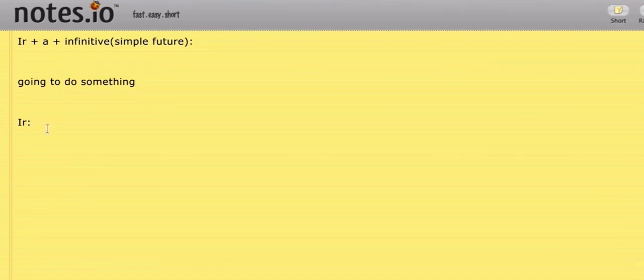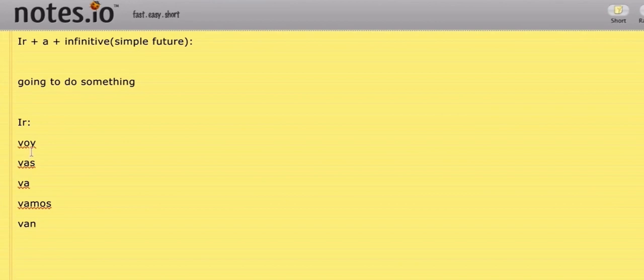So we'll always use it in the present tense with ir plus a plus infinitive if we were talking about things that we're going to do in the future. You can use it in the past, but it'd be like, I was going to do something, stuff like that. First, let's talk about the present conjugations. It's going to be voy, vas, va, vamos, and van.